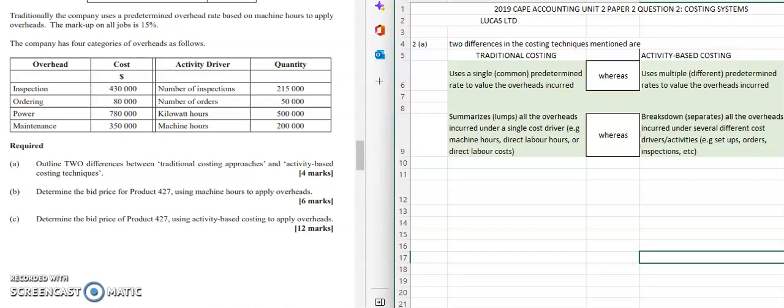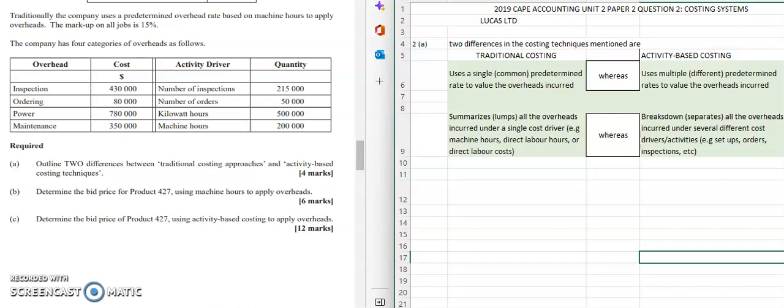All right. So clearly we have two differences: singular rate versus multiple rates, and summarizing under one heading versus breaking down under several headings. All right, so that is part A of the question. So let's move to part B of the question.